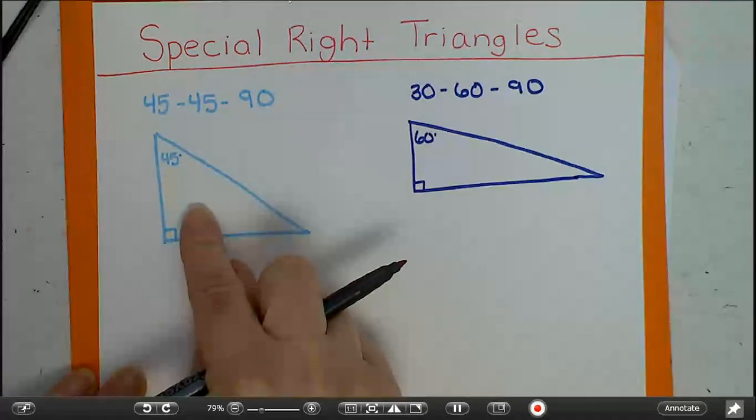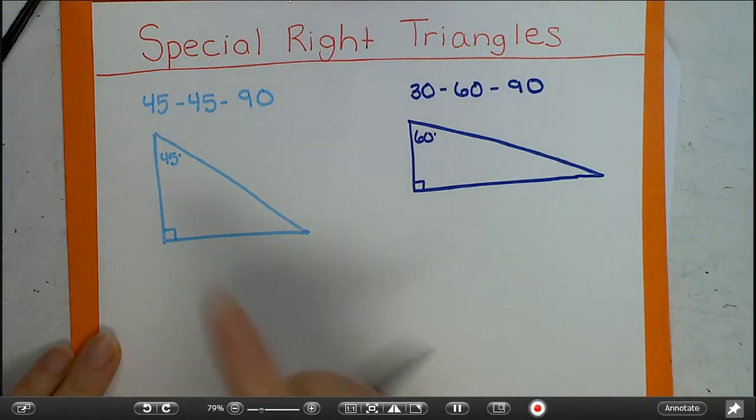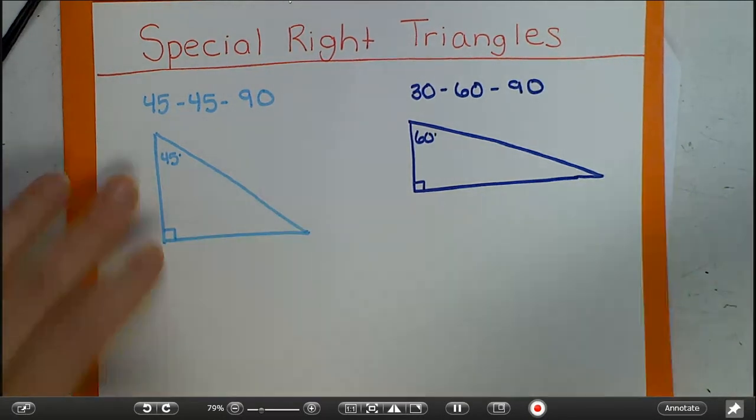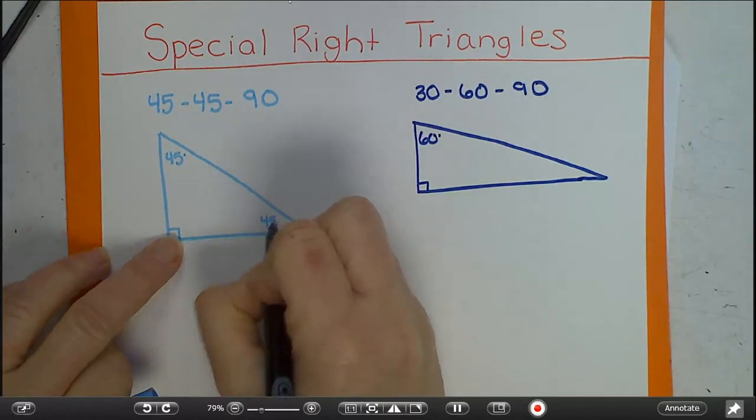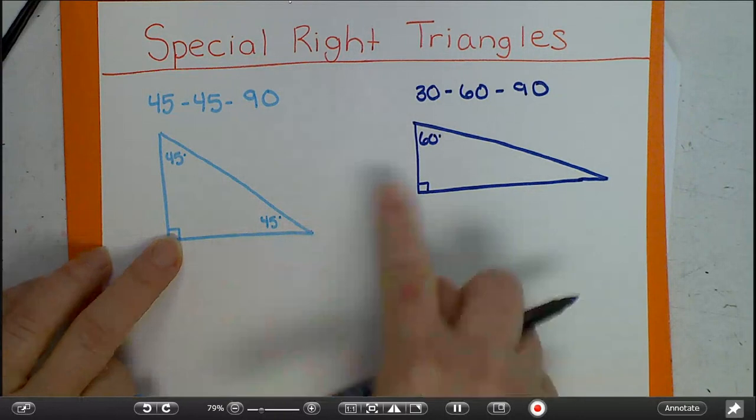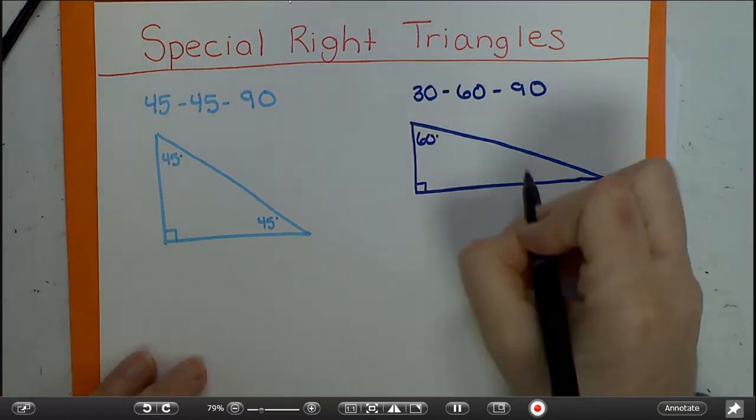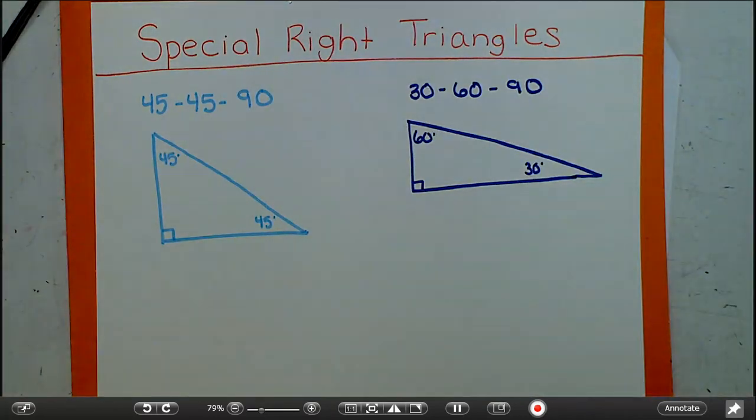For 45, 45, 90, it's an isosceles triangle, which means two of the sides will be the same. And also, I didn't write the other angle in here, but this is 90 and there's 180 total. So it's the complement, so the two 45s. And same here, 60 plus 30 is 90. So those don't have to all be written. I just kind of wanted to show that.